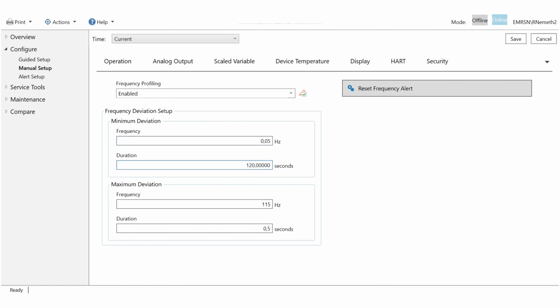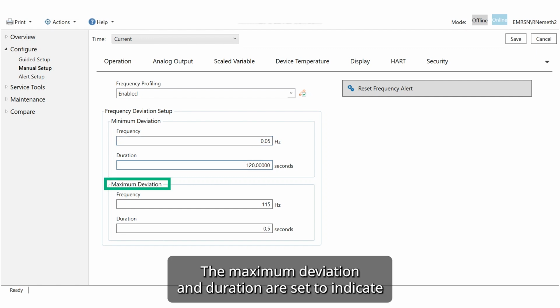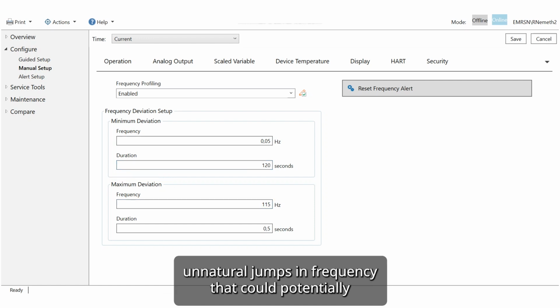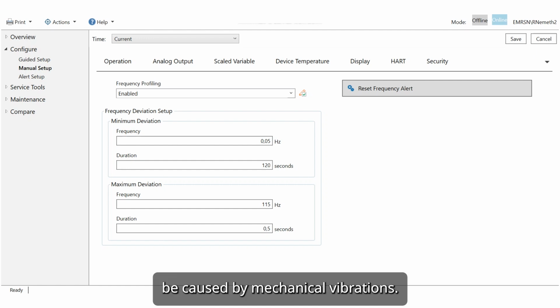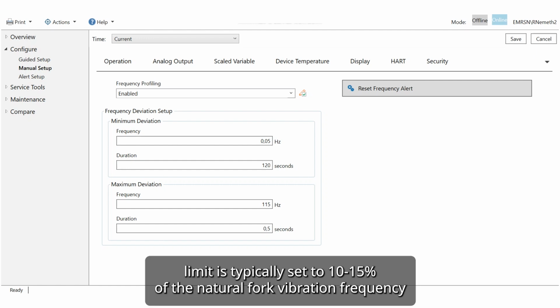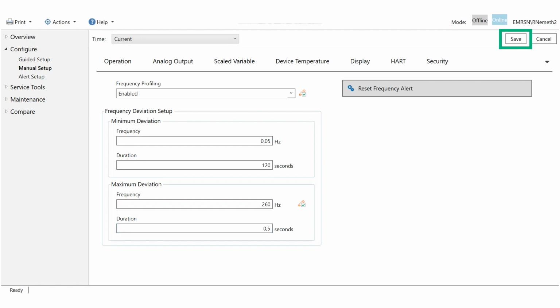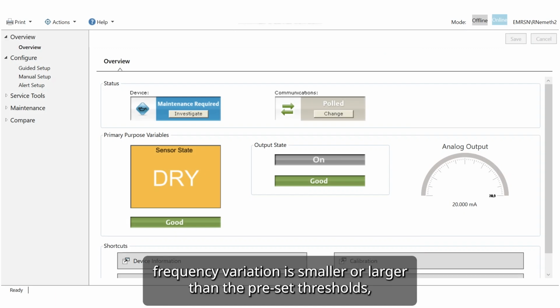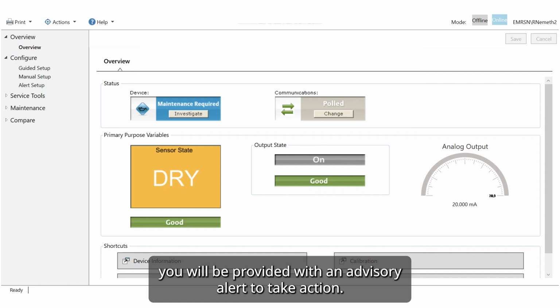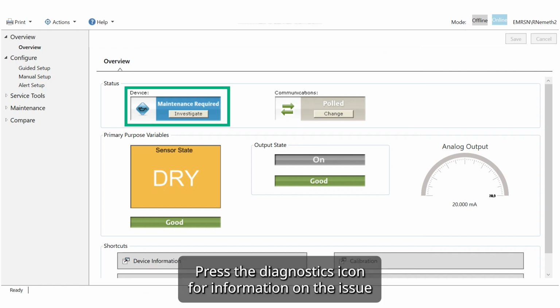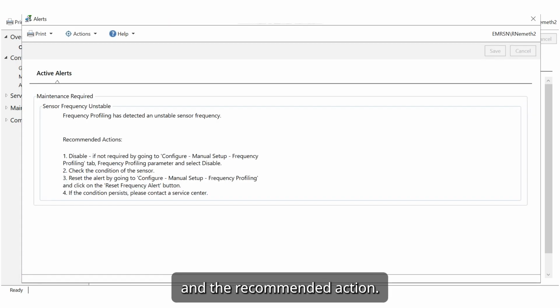The maximum deviation and duration are set to indicate unnatural jumps in frequency that could potentially be caused by mechanical vibrations. The maximum deviation limit is typically set to 10 to 15% of the natural fork vibration frequency, and the duration to less than 1 second. Whenever the frequency variation is smaller or larger than the preset thresholds, you will be provided with an advisory alert to take action. Press the Diagnostics icon for information on the issue and the recommended action.